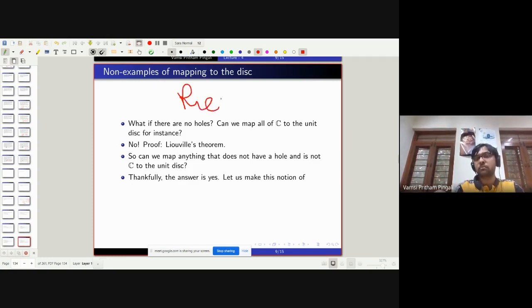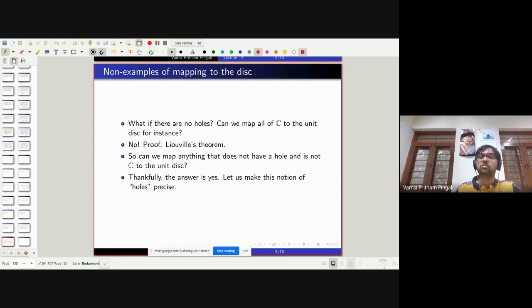Okay? It's the same Riemann of the Cauchy-Riemann equations. If you've heard of Riemann surfaces, it's the same Riemann. If you've heard of Riemannian geometry or the Riemann hypothesis, it's the same chap. Yeah? Or the Riemann integral, same Riemann again. So let's make this notion of holes precise.